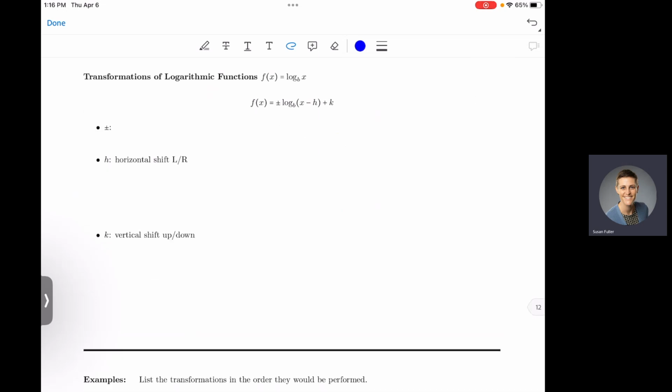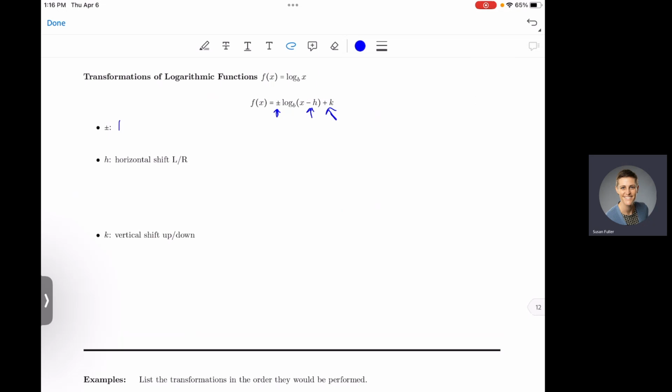Okay, now again, we can have some transformations of these guys. Transformations that we can do is we could put a negative out front. We could add or subtract a number inside the logarithm with x, and we might add or subtract a number outside of the function. And we have programming to know what these guys do.